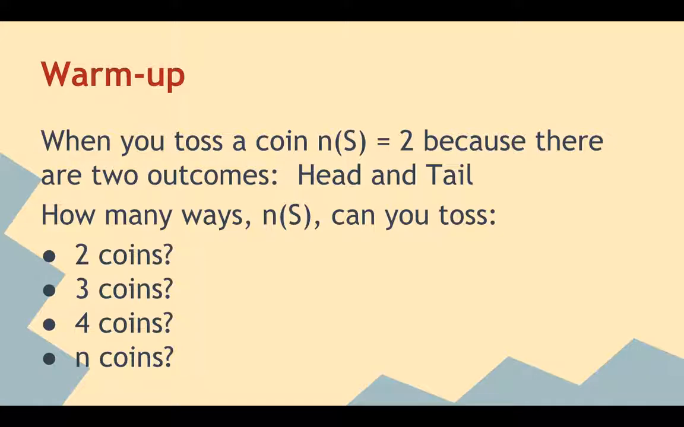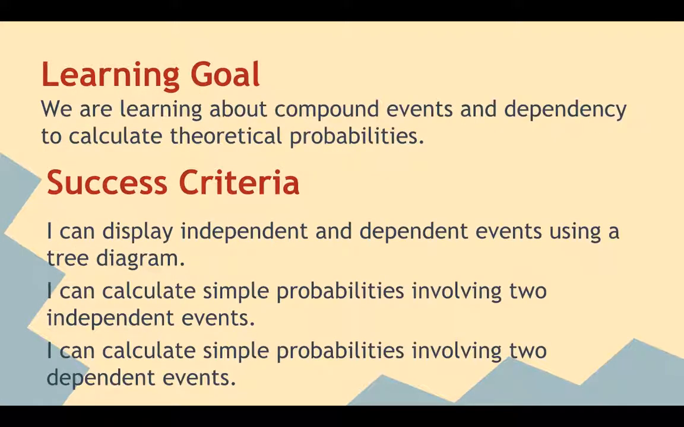So when you toss a coin, N of S is 2 because there's two outcomes, heads or tails. But if you toss 3 coins or 4 coins or 5 coins, or even 2 coins, how many ways would there be? I invite you to think about that, and we'll talk about it in a second.